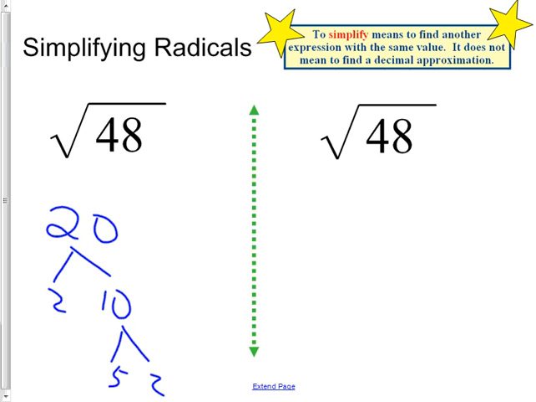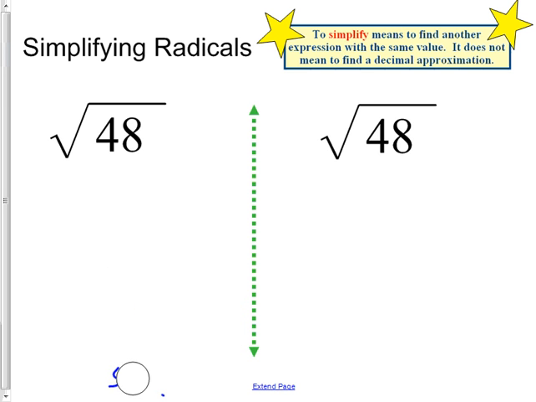Okay? Even if I had done it this way. 5 and 4, 2 and 2. 2 2s and a 5. See? Either way. You can take any number and break it down into primes. It's one of those like cool things about math. Any number can always be broken down into prime factors. Okay, this 48 can be broken down. There's multiple ways to do it.